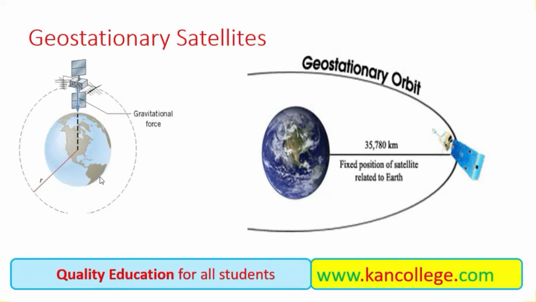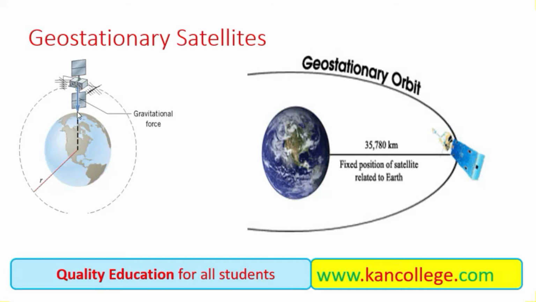If the Earth rotates a complete circle, a complete rotation or spin, in 24 hours, and the satellite also moves a complete round trip in 24 hours, then it means that this point on the Earth, facing the satellite, will always remain in front of the satellite.